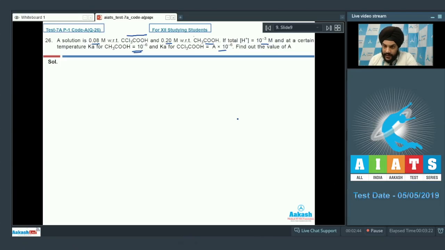So if we try and figure out the dissociation of both these acids, we can have CH3COH dissociating into CH3CO minus and H plus. The Ka given to us is 10 to the power minus 6. The concentration of CH3COH given to us is 0.2 molar, and since the Ka value is very small, we can approximate the dissociation to be negligible. So we can have the formation of A molar acetate ion and A molar H plus from here.